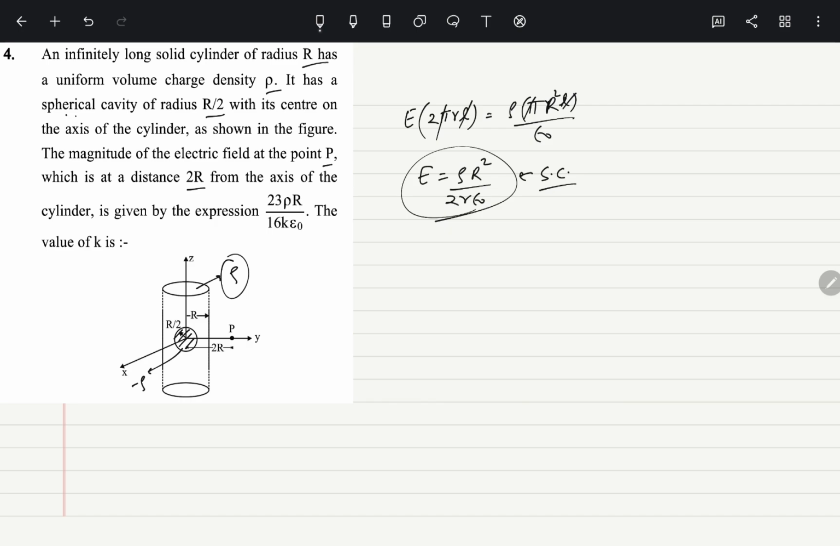Now that small r value is 2r, so that will become rho r by 4 epsilon naught.